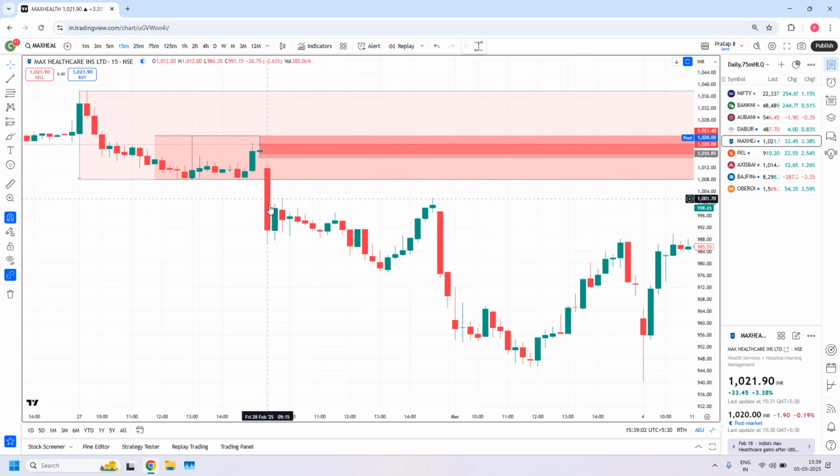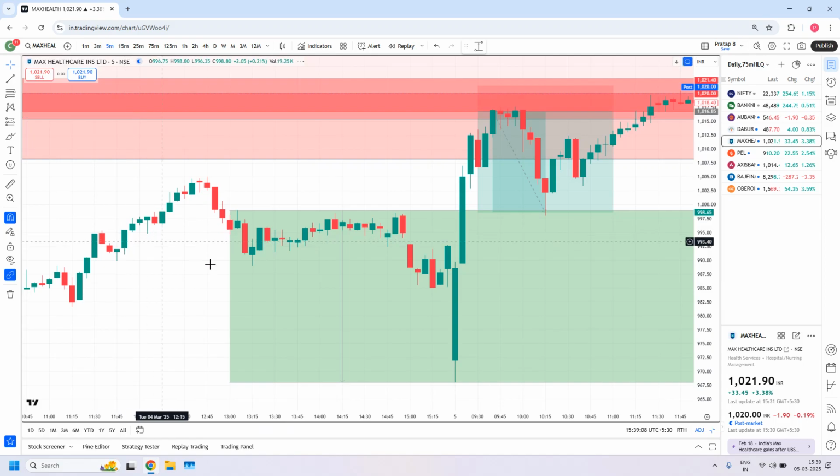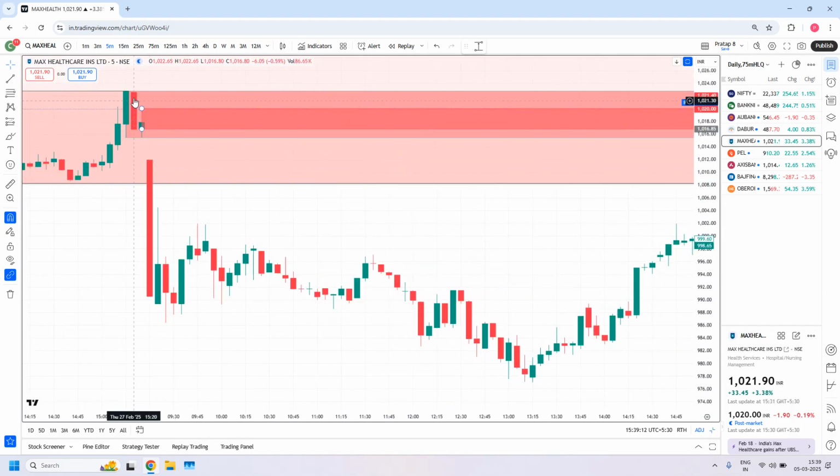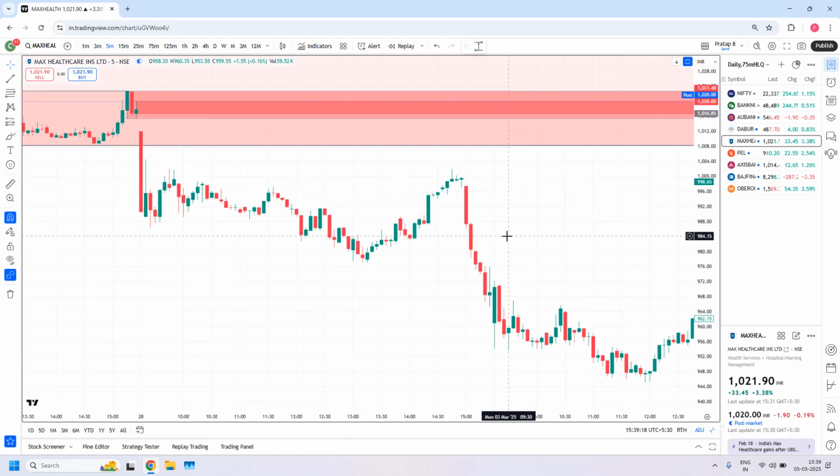Within this rally base drop 15-minute zone, we have again a fine-tuned 5-minute zone. Go to the 5 minutes time frame. So here you have a drop base drop. So this is the area we got a trade today. Excellent trade.